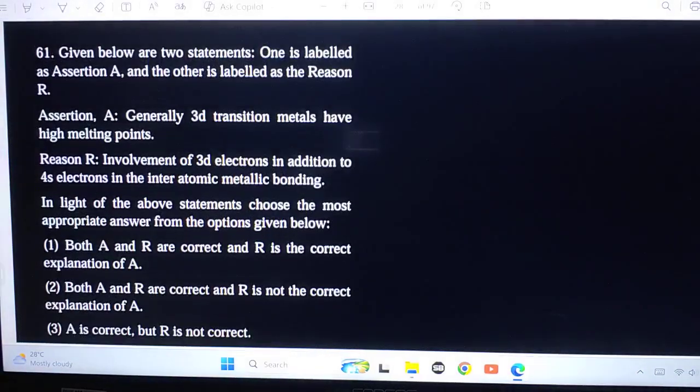Question number 61. Given below are two statements, one labeled as assertion and the other as reason, an assertion-reason type question. The assertion: generally, 3d transition metals have high melting points. Reason: involvement of 3d electrons in addition to 4s electrons in the interatomic metallic bonding.